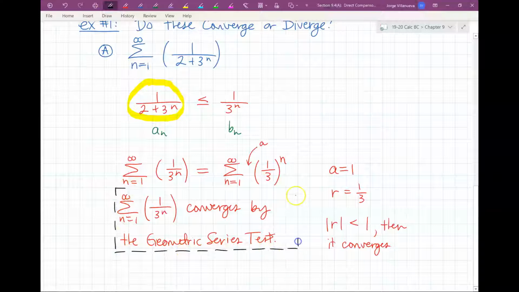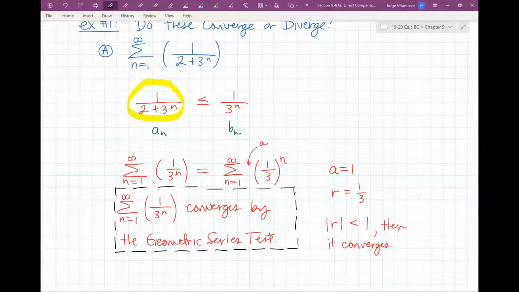Now notice I'm putting a dashed box because that's not actually my answer. Now I actually get to put my answer down. This is just helpful for me to get my solution, because if b sub n converges, then what do I know about a sub n? It converges as well. And that's because of part 1 of the theorem.